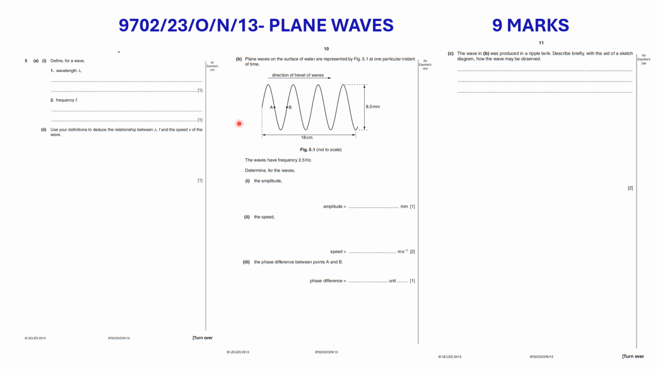This question is from AS Physics, October-November 13, paper 23, question 5. You need to understand key concepts such as wavelength, frequency, amplitude, how to derive the speed of a wave formula, how to identify 2 points of a wave and calculate the phase difference, and also how to explain the operation of a ripple tank. Stay with me and we will work through each of these concepts together.